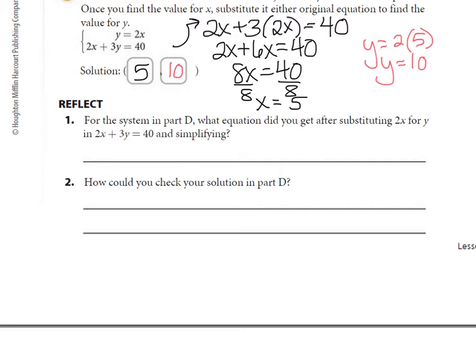So number 1, when you substituted 2x in, that was where we got this part right here. So you could either, this would be your answer, 2x plus 3, 2x equals 40, because remember we took y out and replaced it with 2x. Now it does say after we also simplify it, so simplifying it we could have turned this into 6x, so you could also have answered 2x plus 6x equals 40.